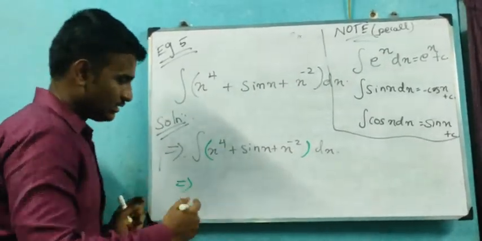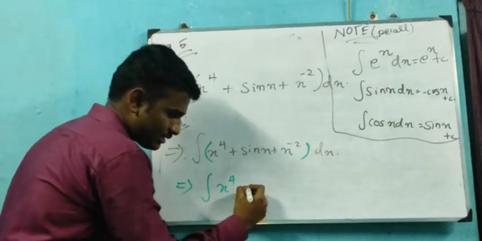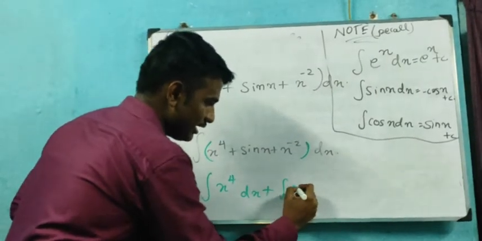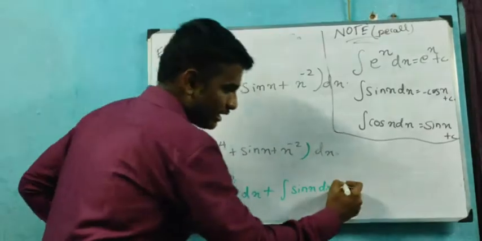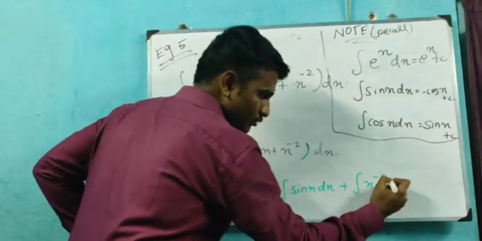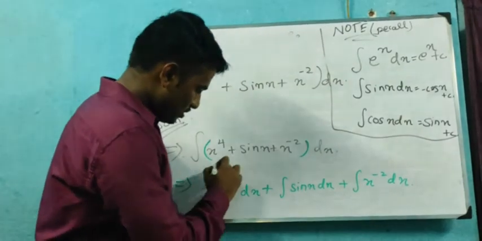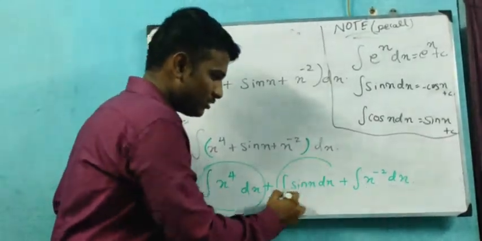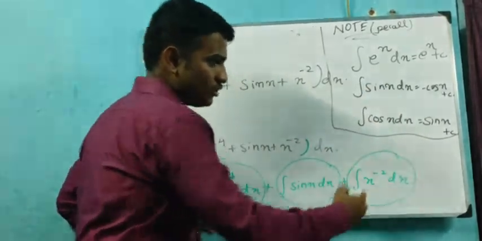So I am going to split it. Integration is common for this x power 4 and dx, plus I am pushing this integration inside, sin x dx. Correct? I am pushing this integration inside, x power minus 2 dx. Got it? So this looks like our first concept, just like what we solved now. So this is also the first problem.